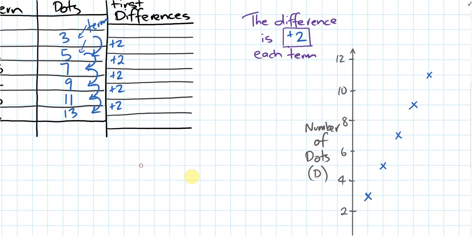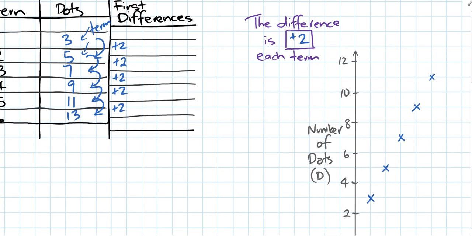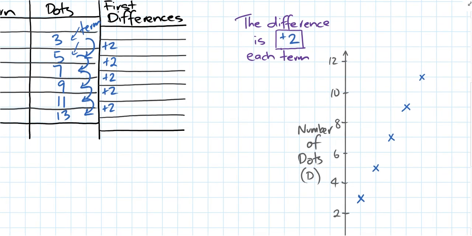Now what you can see is 2 things. If the first difference is the same each time, and when you graph this relationship, you get a straight line, then we call this relationship a linear relationship.